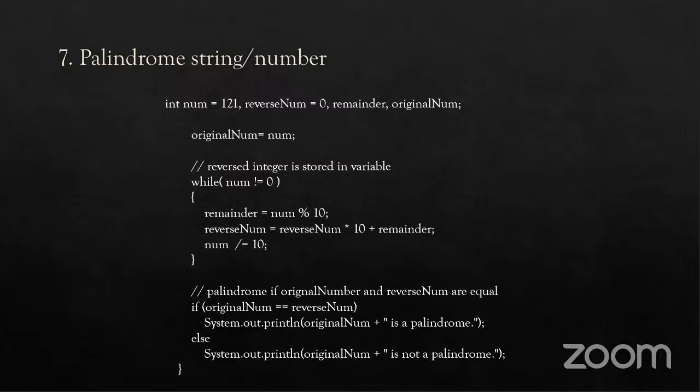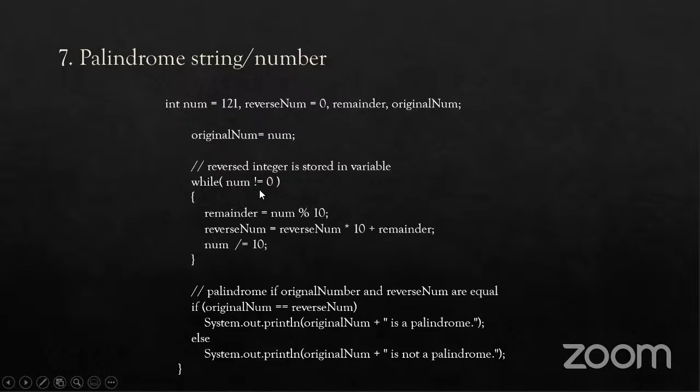We can first reverse the number, and check whether the reversed number and the original number are the same or not, equal or not. If equal, it is a palindrome; if not equal, it is not a palindrome, right? So the program is like that. We can first assign a number, 1 2 1, and I have assigned 3 variables: original num, reverse num, and remainder. Okay. So to the original number I have assigned this number, 1 2 1.